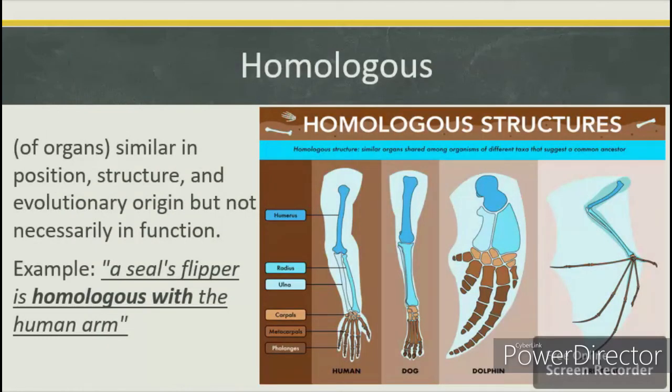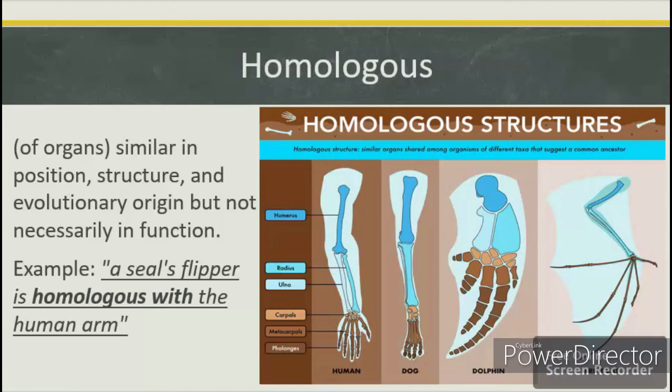The next one we have here is homologous. I've shown you here a homologous structure of a human, a dog, a dolphin, and a fruit bat. Basically, these are organs which are similar in position, structure, and evolutionary origin, but not necessarily in function. An example for it is that a dolphin flipper is homologous with the human arm. Okay, so that is what we call homologous.